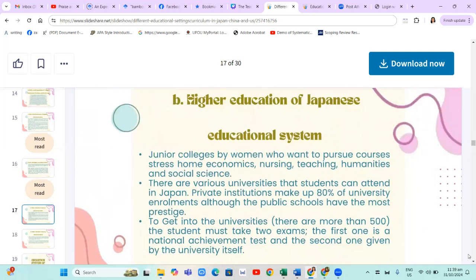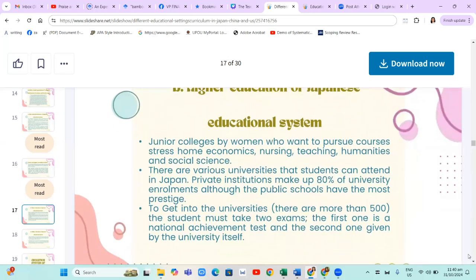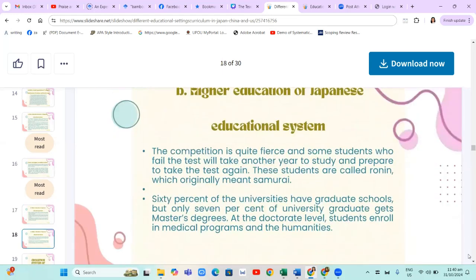The higher education of the Japanese educational system. Junior colleges are attended by women who want to pursue courses that stress home economics, nursing, teaching, humanities, and social science. There are various universities that students can attend in Japan. Private institutions make up 80% of university enrollments, although the public schools have the most prestige. To get into universities, of which there are more than 500, the student must take two exams. The first one is a national achievement test, and the second one is given by the university itself.